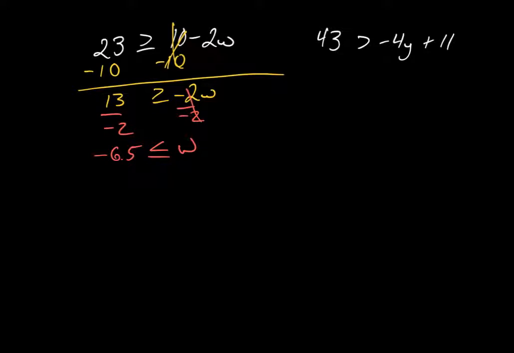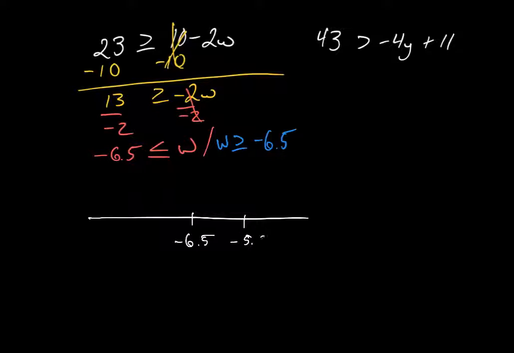I'm going to switch it around because I like it when my variable is on the left-hand side, and I need to make sure that the sign opens up the same way. And so there it does. And now the last part is just to graph it. Okay, so I'm going to do negative 6.5, negative 5.5, negative 4.5, getting bigger as they get closer to 0. And over on this side, negative 7.5 and negative 8.5.